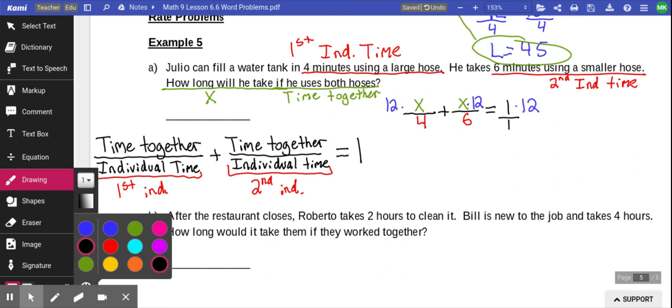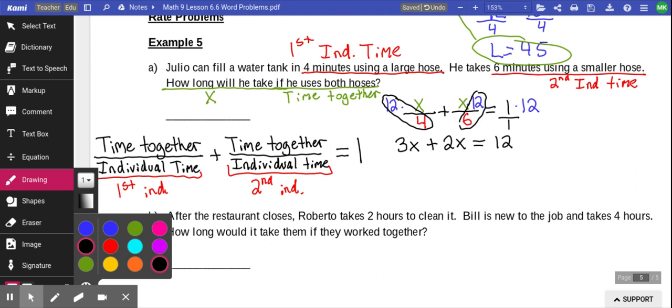Then what we do is we go 12 times x divided by 4. The 12 and the 4 can actually divide to become 3x. And the next one, I have 12 divided by 6 will become 2, and then the x will still be the x. On the right-hand side, 1 times 12 divided by 1 will just be 12. And now I've gotten rid of my fractions.